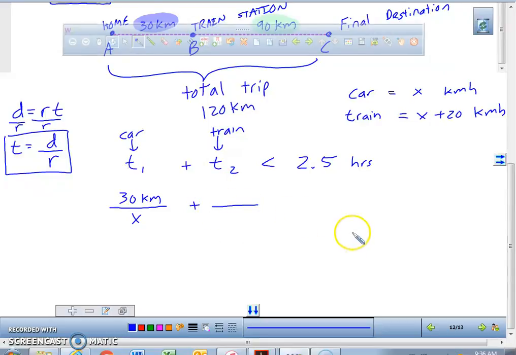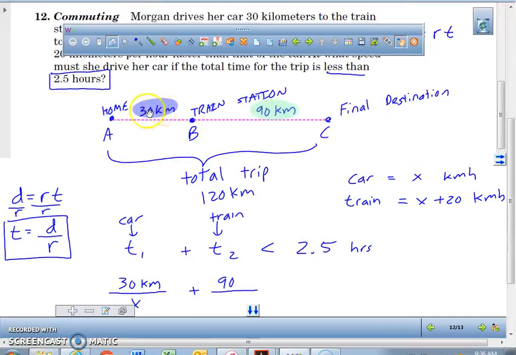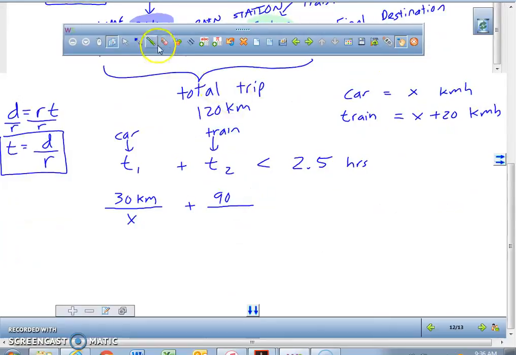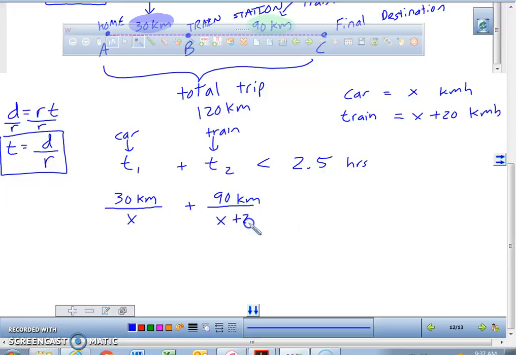Now, do we know the distance she traveled by train? Yes, 90 is correct, once again. I appreciate those of you who are watching up here going, oh, that's what she did by car, that's what she did by train. So that's the car trip, that's the train trip. So we put 90 kilometers. Do we know the speed of the train? X plus 20, or 20 plus X. And we're going to set this less than 2.5.